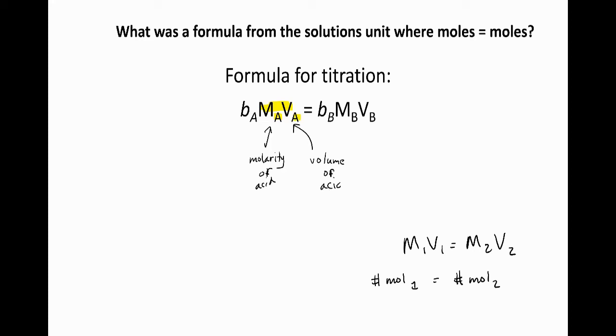And then this little BA is going to be the number of acidic parts. And then this just repeats on the base side. So the B subscript B is the number of basic parts. The MB is the molarity or concentration of your base. And the VB is the volume, or the liters, of your base as well.